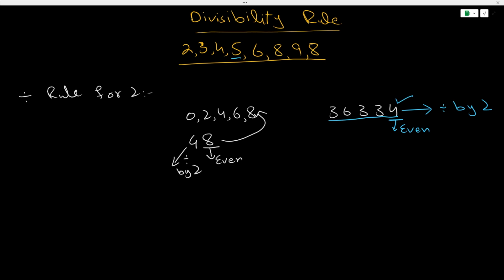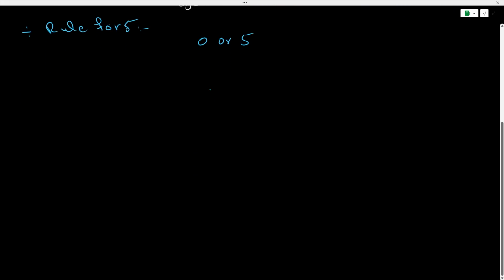Same happens for 5. Divisibility rule for 5. What we do? We check the last digit of the number. If the last digit is 0 or 5, we say the number is divisible by 5. Let's have some examples. If the number is 265, we look at the last digit, that is 5. If that digit is 5, we can say this number is divisible by 5.